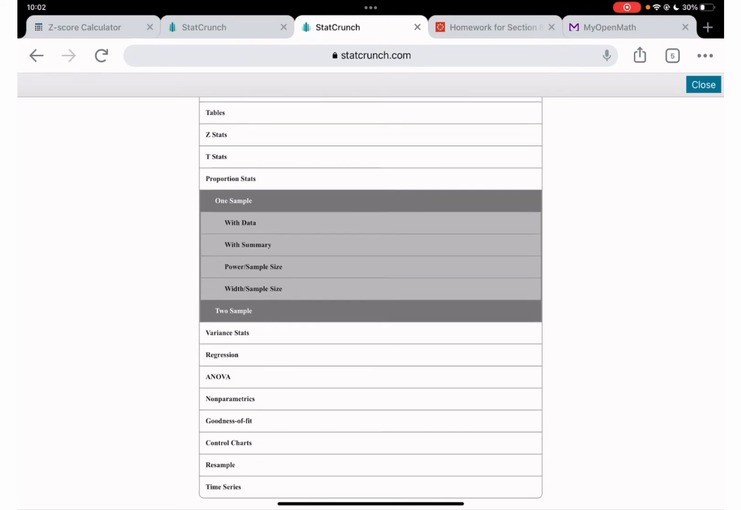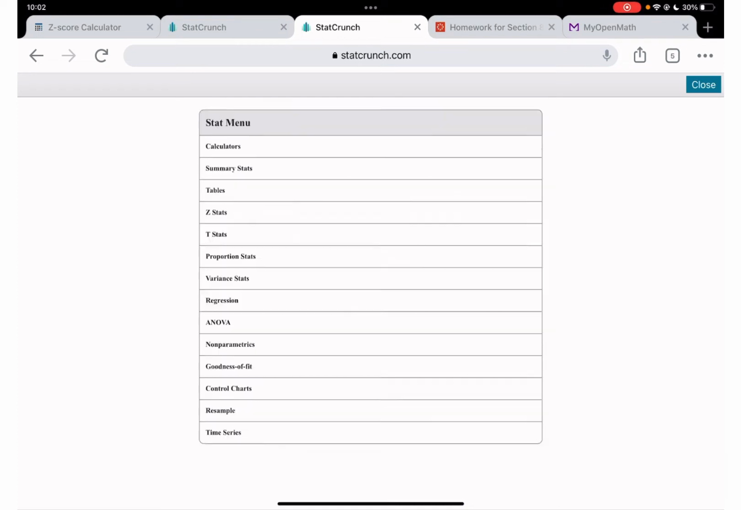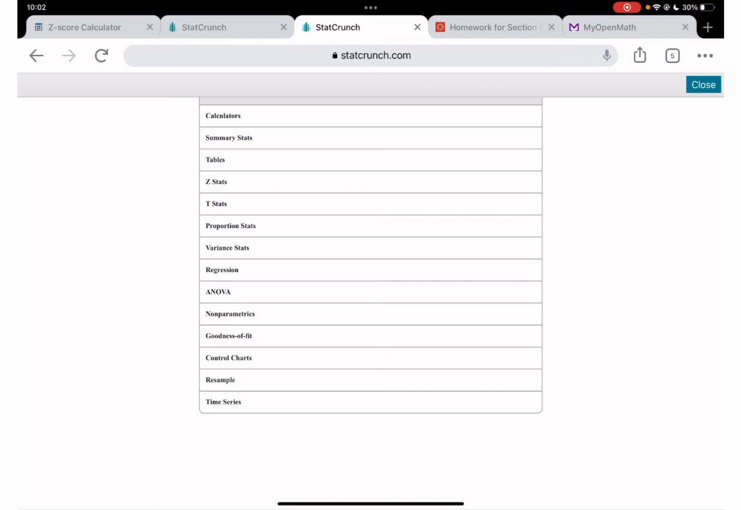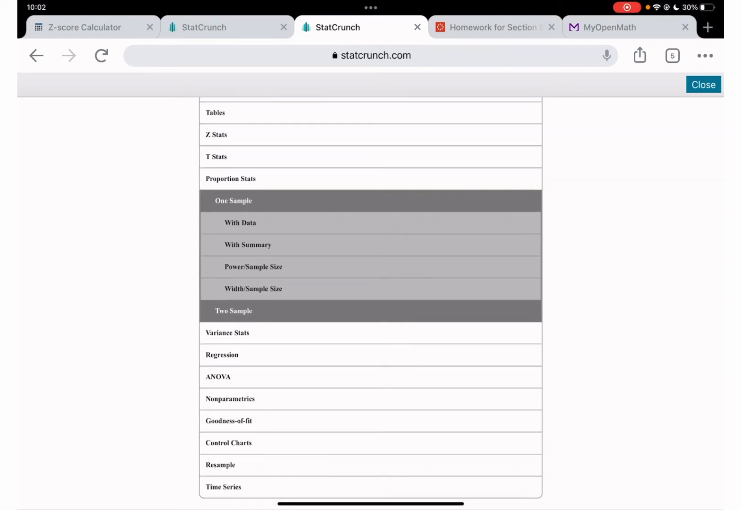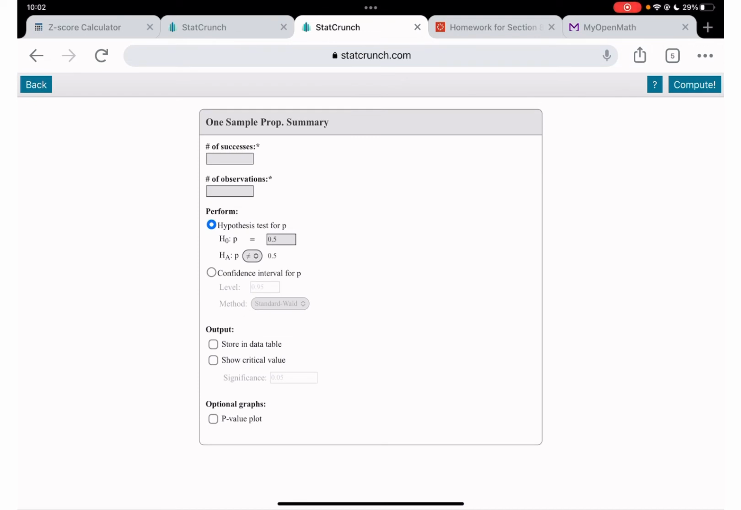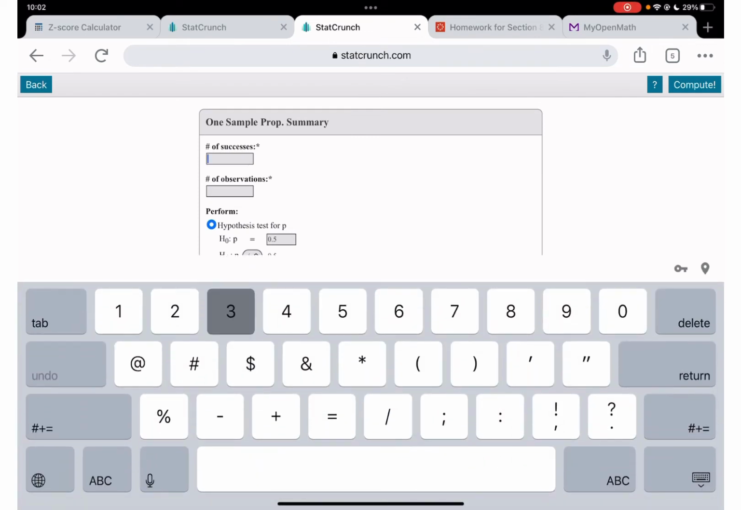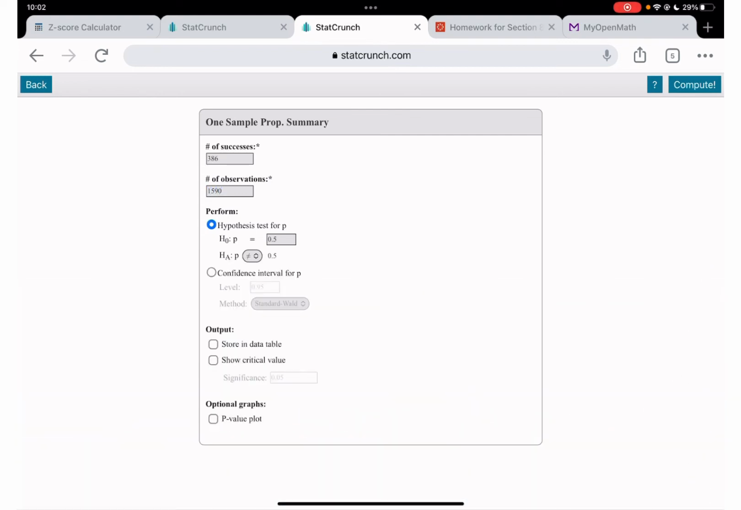We are choosing with summary. It asks whether one sample or two samples. You choose one sample because we are working with one sample. So proportion stats, we are going to work with summary. We don't have raw data, right? So number of successes, this is our X, 386. Total number of observations, this is our sample size, it was 1590, correct?